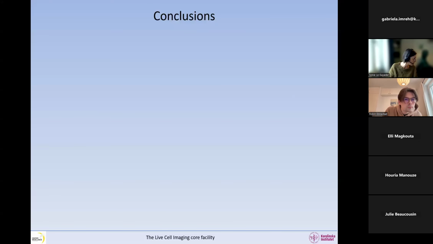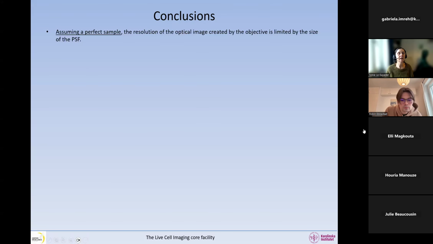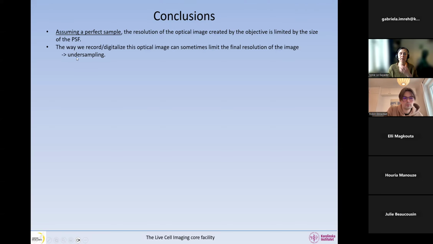So here are the conclusions of this lecture. If we are assuming a perfect sample, the resolution of the optical image created by the object is limited by the size of the point spread function, right? The way we record and digitalize this optical image can sometimes limit the final resolution in the image. In that case, we are undersampling, and the resolution in the image is limited by the digitalization and not by the optical image.